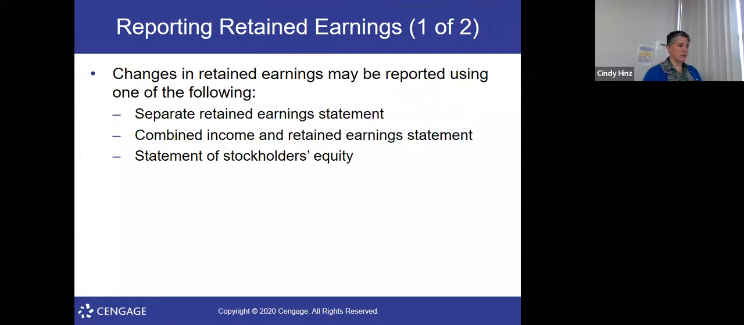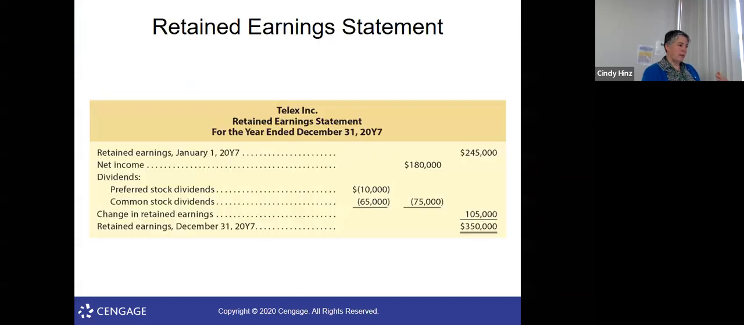Let me change pages. Okay. So let me just jump ahead here. It could be that if a company doesn't really have any changes to their contributed capital, they decide to do a retained earnings statement just to show what happened with that. And so this is an example of a retained earnings statement.